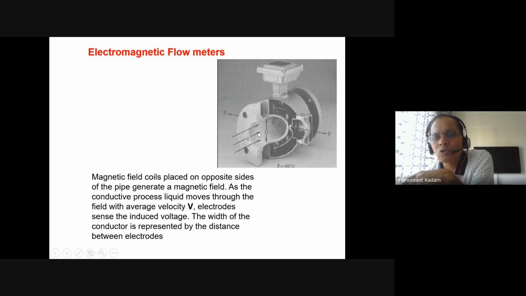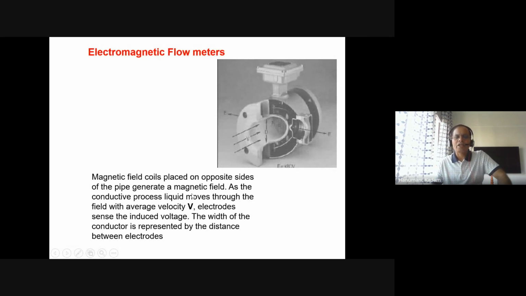And this is the velocity, meaning your fluid flow, which is conducting. That is the property: it has to be a conducting material. Acid is a conducting material, so it passes through this pipeline path and the coils induce a magnetic field. This side also has a coil. So the magnetic field is generated, and the factor is E equals B K d. B is the magnetic field, and the diameter of the pipe is the diameter of the conductor.